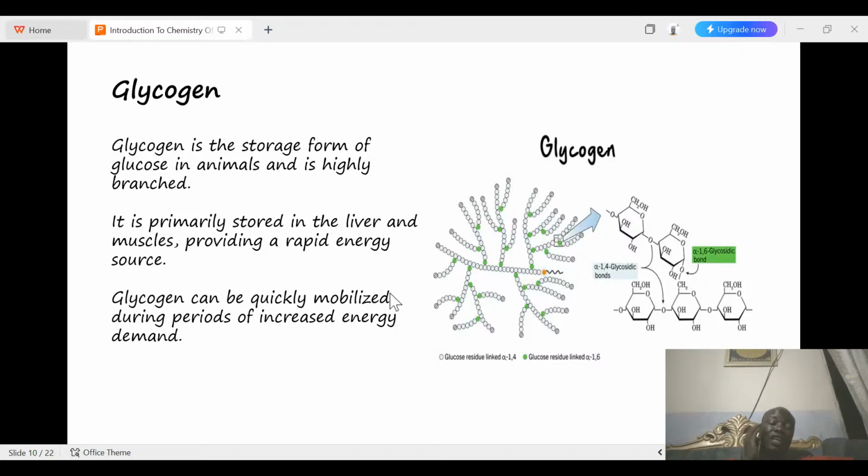Then the glycogen can be quickly mobilized during periods of increased energy demand. So you see, when you store it and you need an extra amount of energy, it needs to be mobilized so that it can be channeled to generate a lot of other energy. If you look at it here, you can see the glycogen is really branched. Look at how it forms different branches.